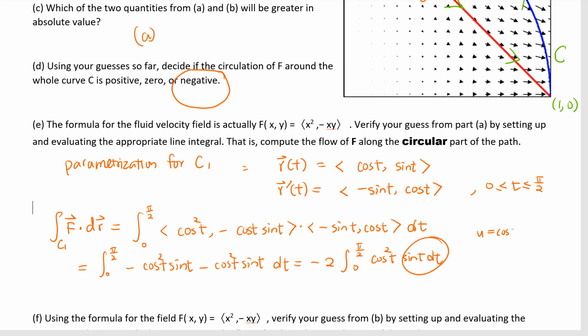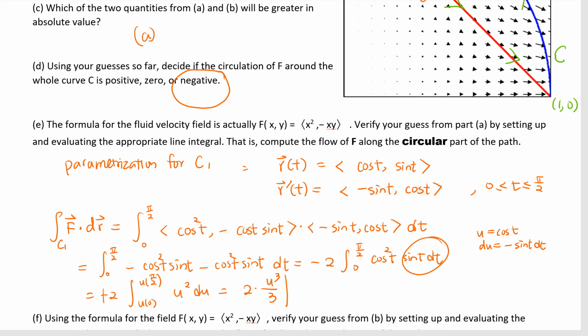Let u be cosine t, du is minus sine t dt. Then this is negative 2 integral of u from u(0) to u(pi over 2), and then we have u squared. And then sine t dt is minus du, but the minus will change the sign in front to be a positive. Okay, so we have 2 and then u cubed over 3.